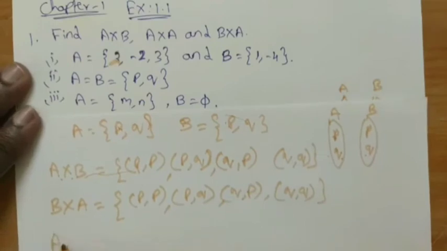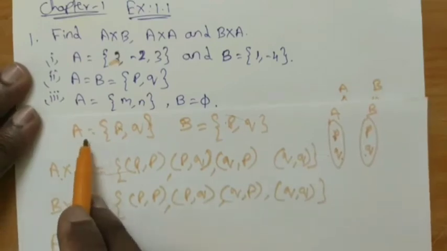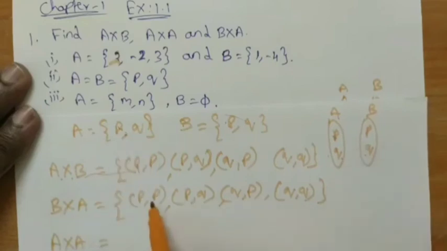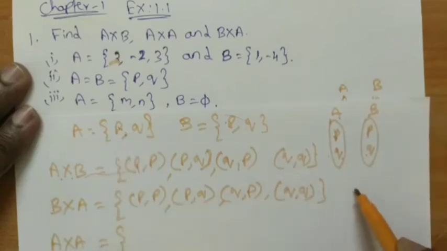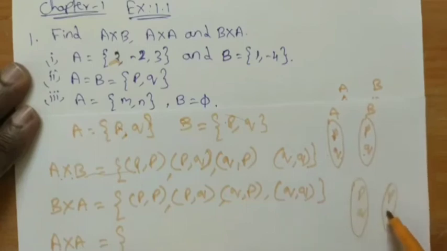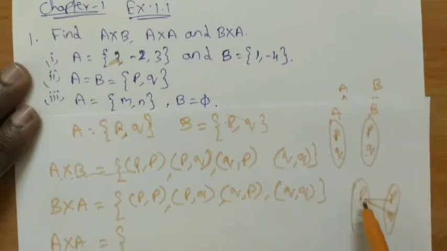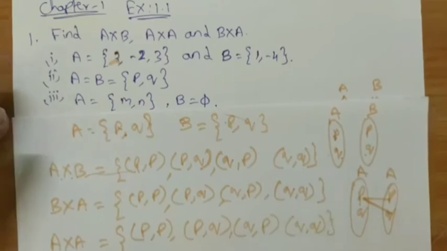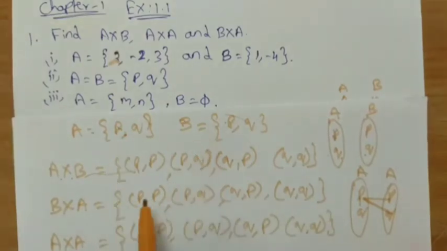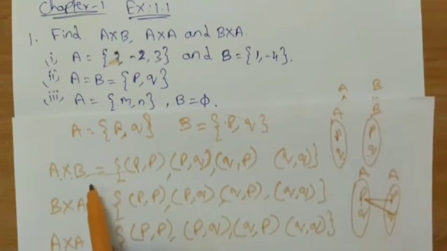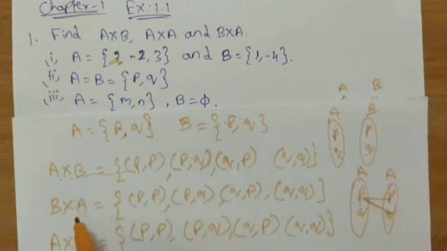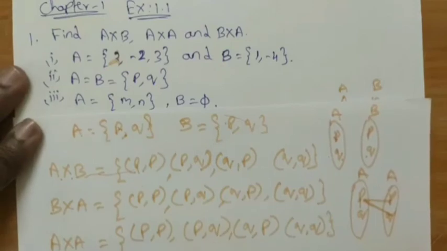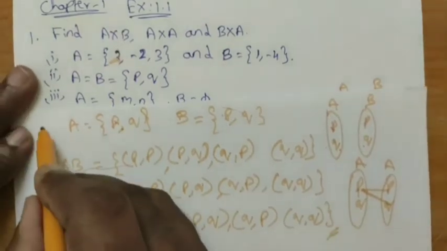So next we have to find out what A cross A is. A is mapped with A, which means only the same elements are repeated, right? So A is {P, Q}, again A is {P, Q}. So P is mapped with P, P is mapped with Q. This is A into A. The terms did not change, we get the same answer. So when the sets are equal, then A into A or B into B or A into B or B into A, all the Cartesian products must be equal. So this is the Roman number 2 answer.